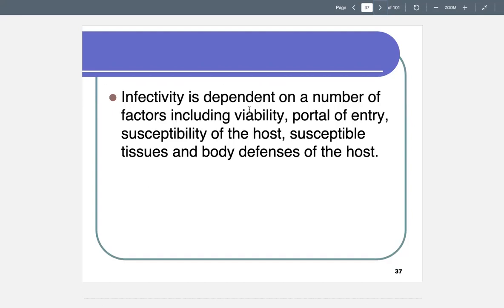The infectivity is dependent on a number of factors. That includes the viability, the portal of entry, and the susceptibility of the host. If the immune system of the host is low, it is more likely that infection will develop. But if the immune system of the host is at peak performance, there could be only a mild infection. And then susceptible tissues and body defenses of the host.